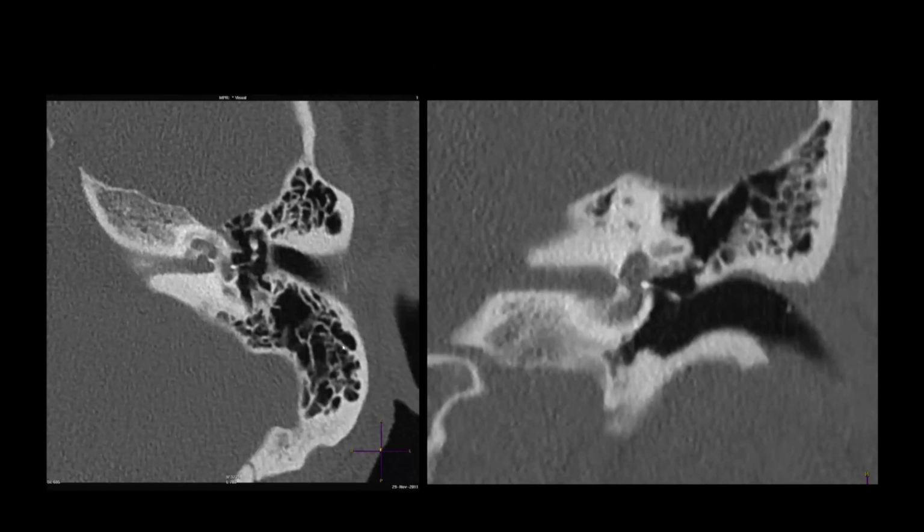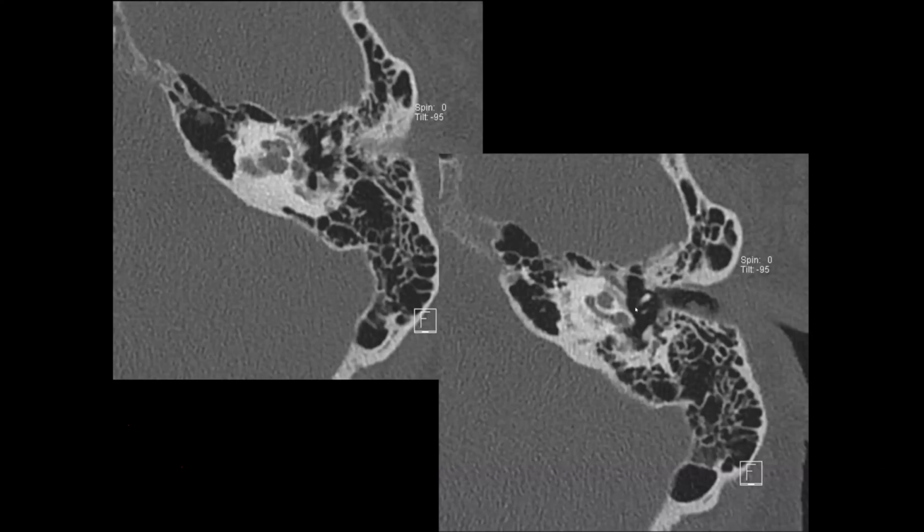So here we have axial and coronal CT images of the left temporal bone, and you can see that there is abnormal lucency within the otic capsule surrounding the cochlea. You can see this patient has had a stapedectomy as the treatment for the otospongiosis. The stapes has been resected and there's this linear metallic structure going right up to the oval window.